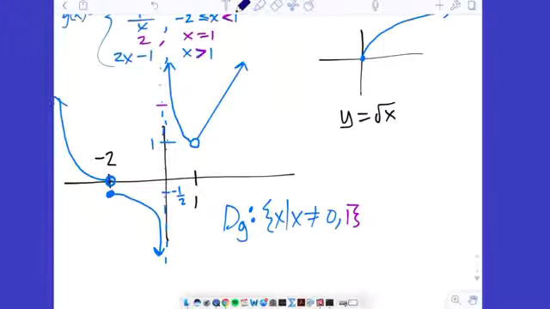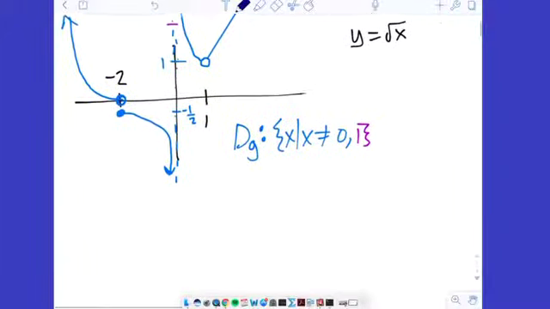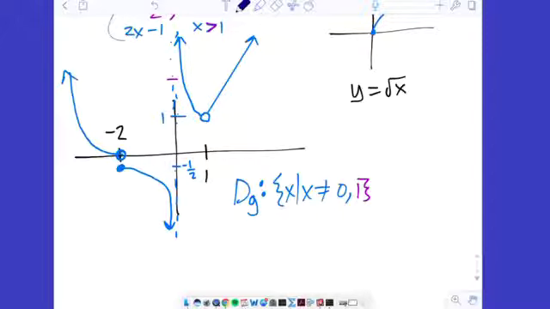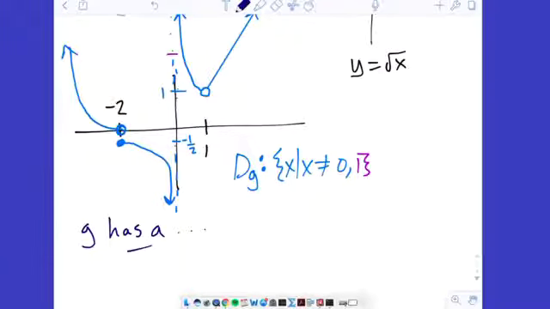We have 2 values that are not in the domain, but how many discontinuities do we have? We have 3. Okay, let's go from left to right. The first break in the graph is at -2. What type of discontinuity is that? That's a jump. So we'll say G has a jump at x equals -2.